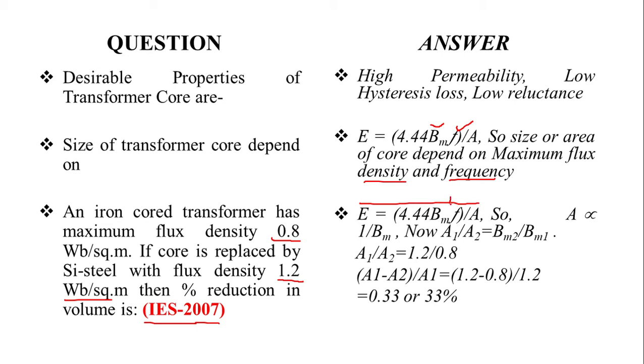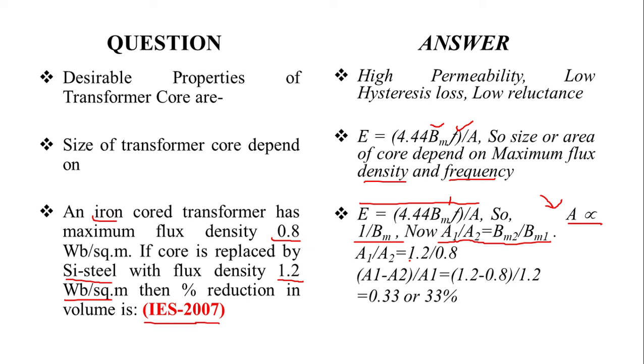From this equation we can say that area A is inversely proportional to the maximum flux density. From this inverse relation we can write A1 by A2 equals Bm2 by Bm1, where Bm2 is the maximum flux density when core is replaced by silicon steel, whose value is 1.2 Weber per square meter. So Bm2 is 1.2 Weber per square meter. Bm1 is the initial flux density of iron core, that is 0.8 Weber per square meter.